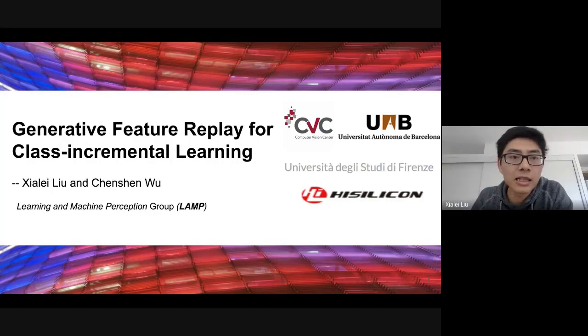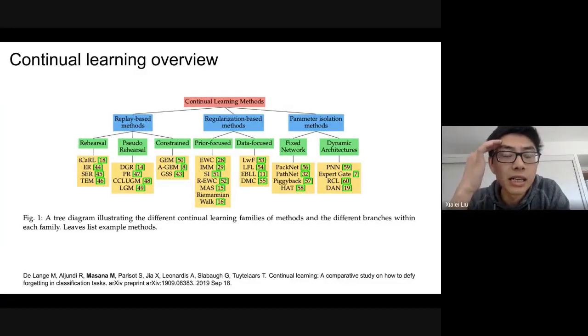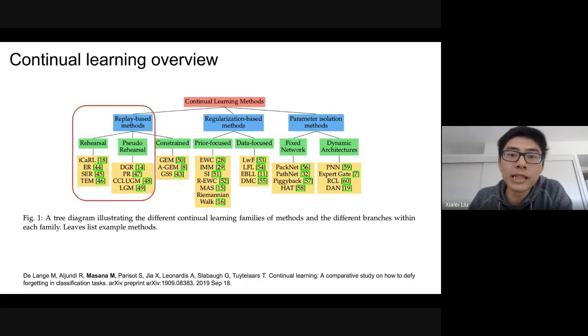So this is a figure from a recent continual learning theory paper. They divide the continual learning methods into three main categories: replay-based, regularization-based, and parameter isolation-based methods. So obviously, our generative feature replay belongs to the replay-based methods. It's actually a pseudo-rehearsal method according to this theory.